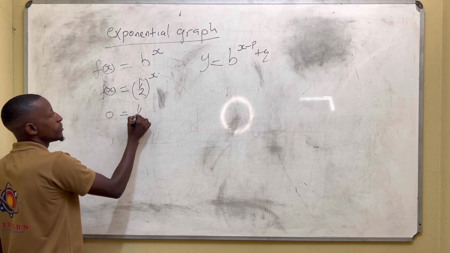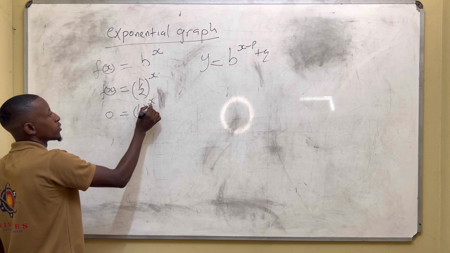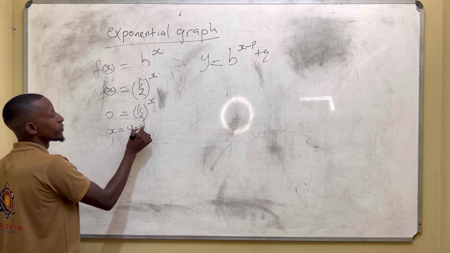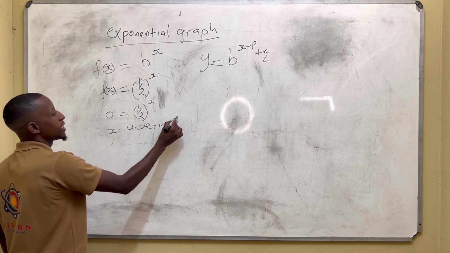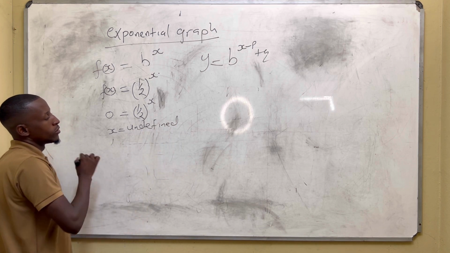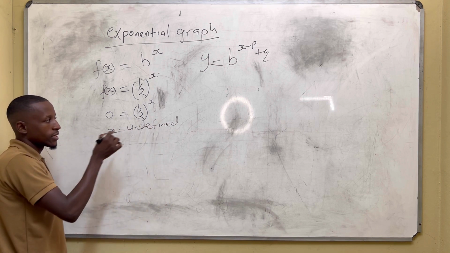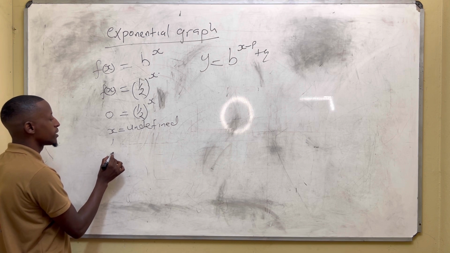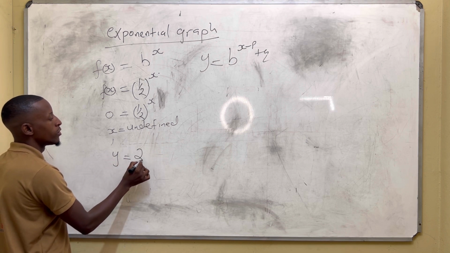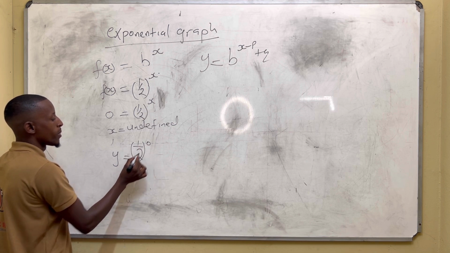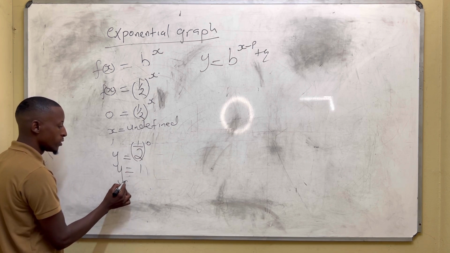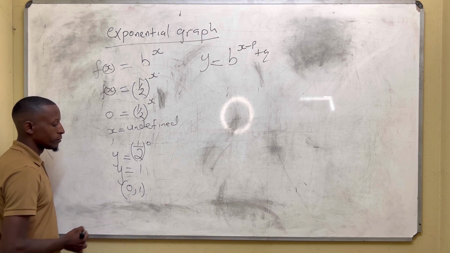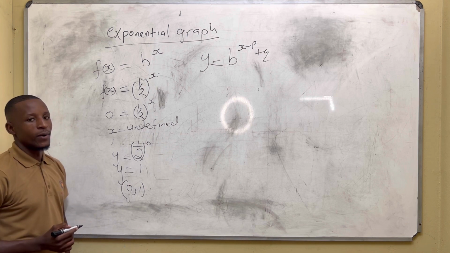In this situation, we're going to look for the x-intercept. We let y become 0. If you solve for this, you're going to get x as undefined. The reason it's undefined is because your graph is not going to touch the x-axis, because it's our asymptote. So let's go to the y-intercept. We let x become 0. If you let x become 0, you're going to get y as 1. So our coordinates are going to be (0, 1). This will be our y-intercept.